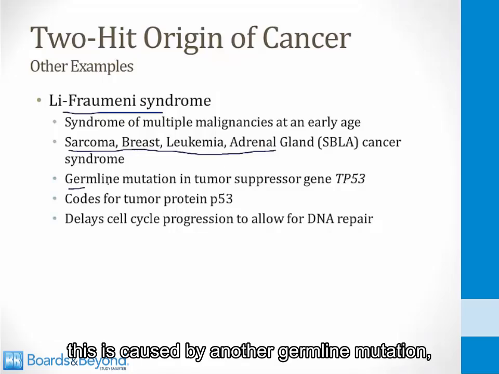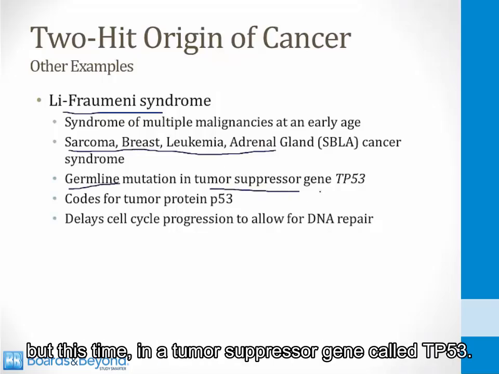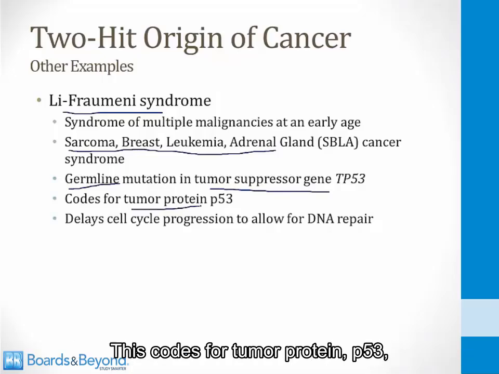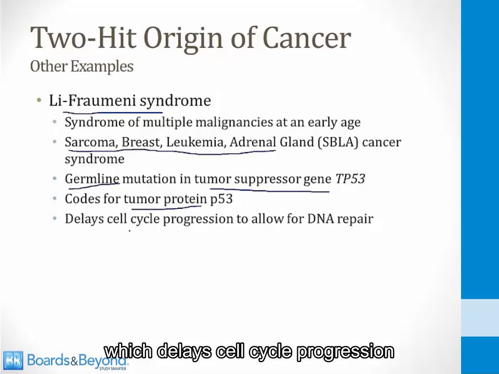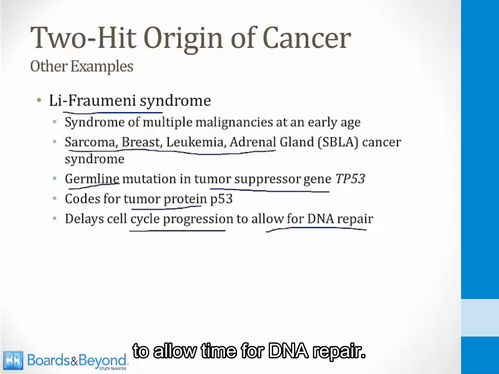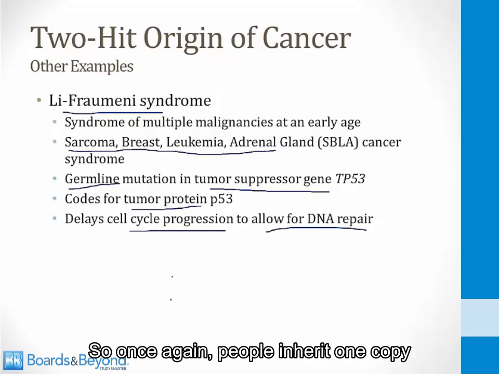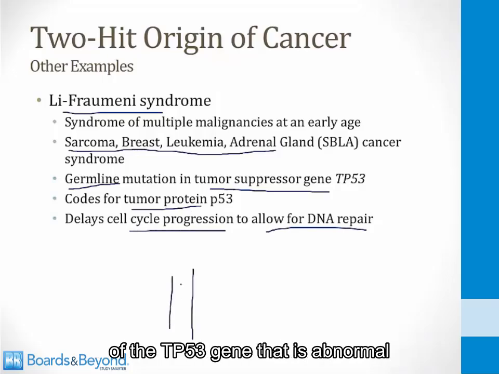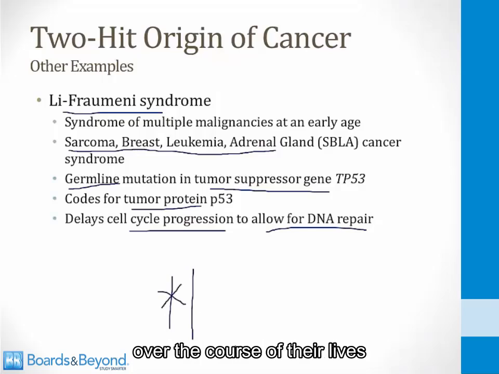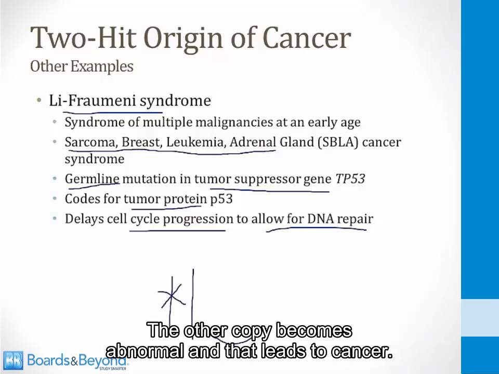This is caused by another germline mutation, but this time in a tumor suppressor gene called TP53. This codes for tumor protein P53, which delays cell cycle progression to allow time for DNA repair. So once again, people inherit one copy of the TP53 gene that is abnormal. Over the course of their lives, in some cells in their body, the other copy becomes abnormal, and that leads to cancer.